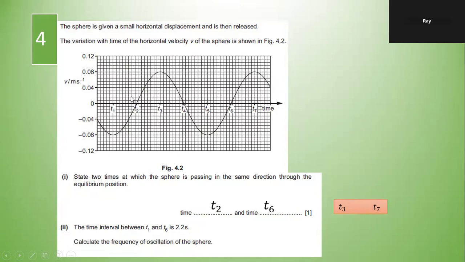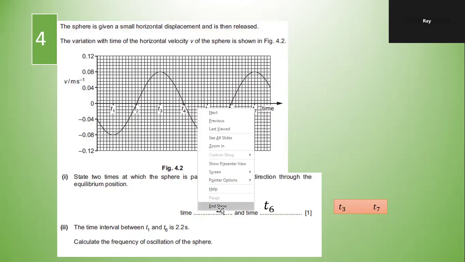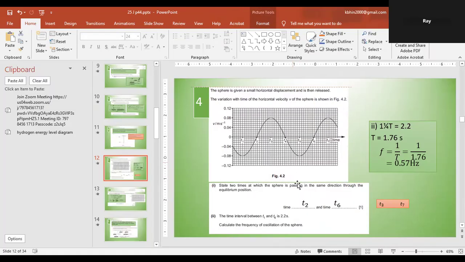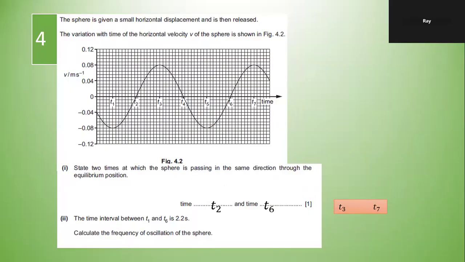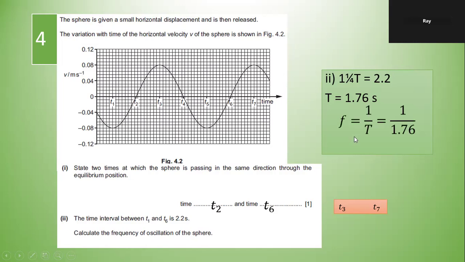The time interval between T1 and T6, T1 is here, T6 is here, is 2.2 seconds. Calculate the frequency of oscillation of the sphere. Sorry, it's a bit hidden there. Let me see whether I can do anything on that. T6 is one wavelength or one period, and this is another quarter. Frequency is one over the period. 0.57 hertz.